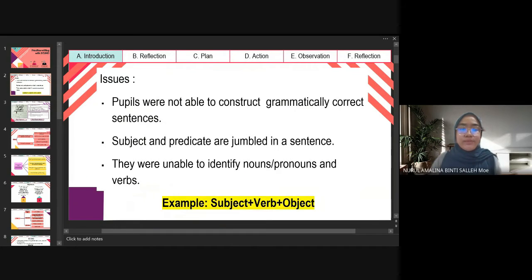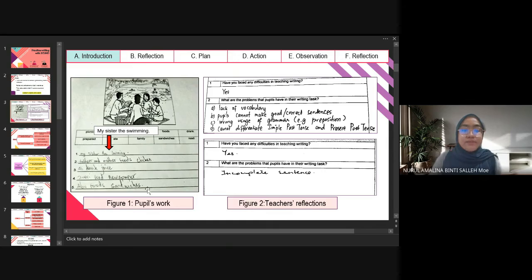Prior to this study, we have identified a few issues in our writing lesson. Some of them are pupils were not able to construct grammatically correct sentences, the subject and predicate are jumbled in the sentence, and they were unable to identify nouns or pronouns and verbs. These are some of the evidence. Figure 1 shows pupils' work before the intervention.